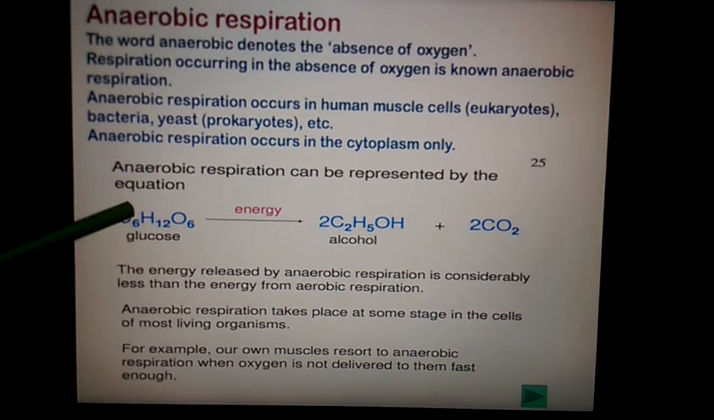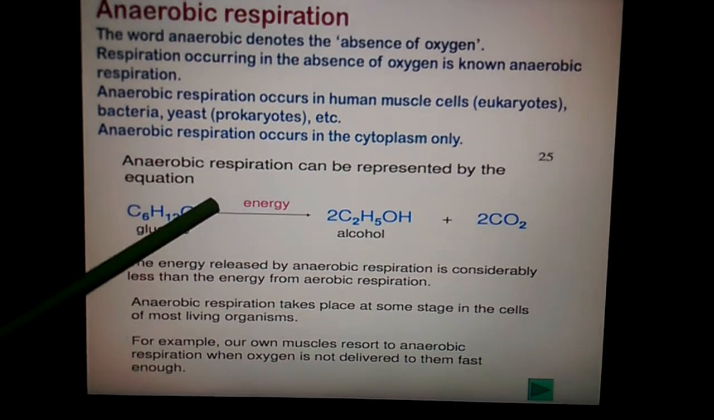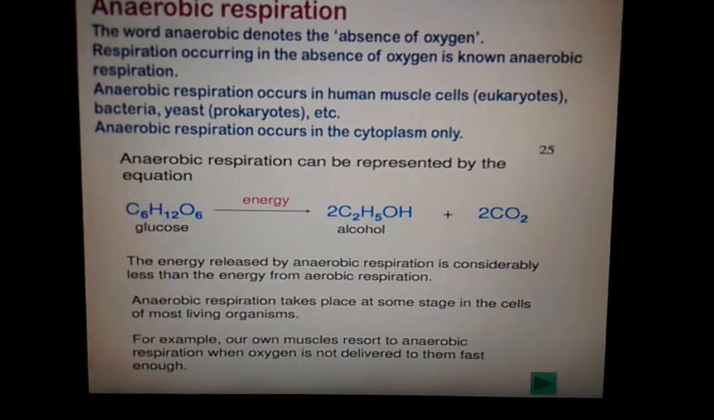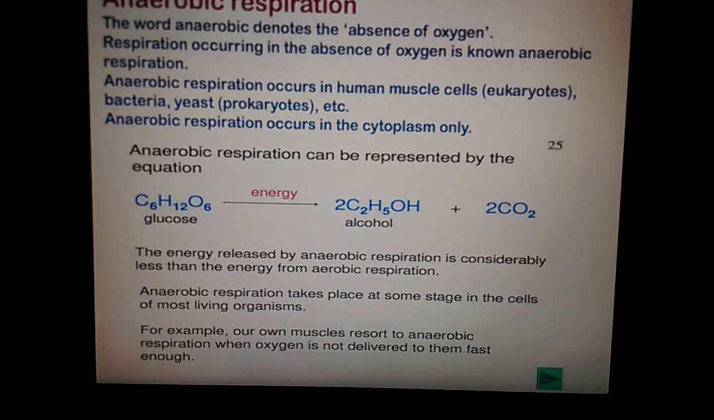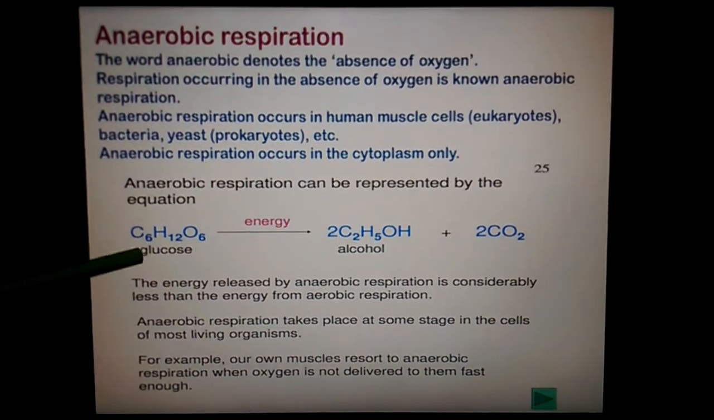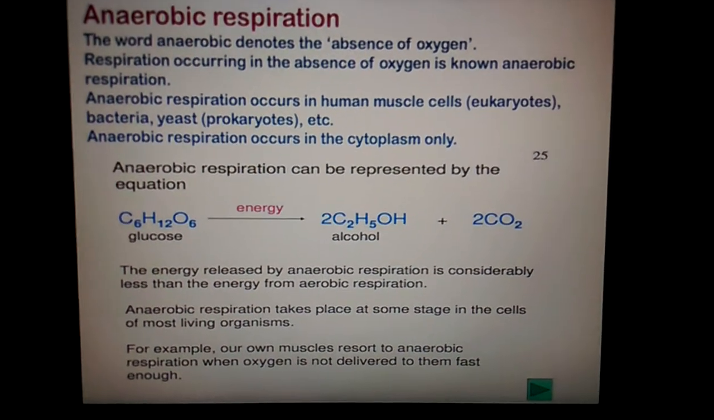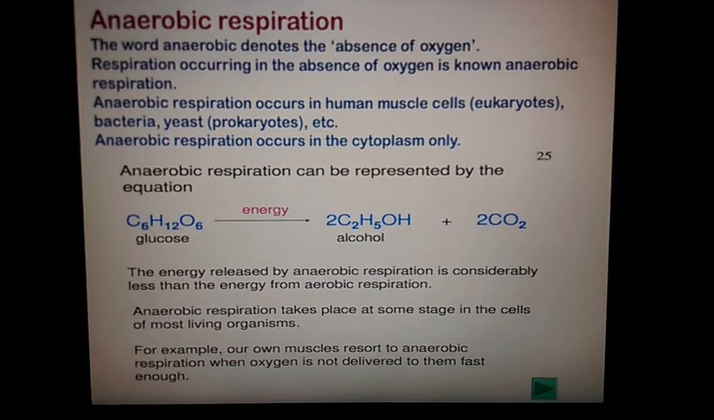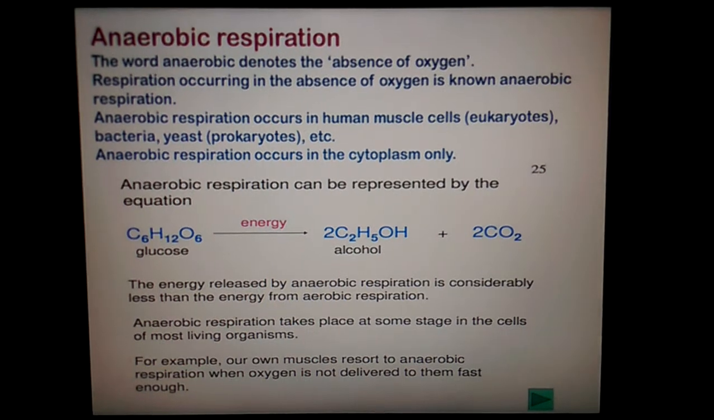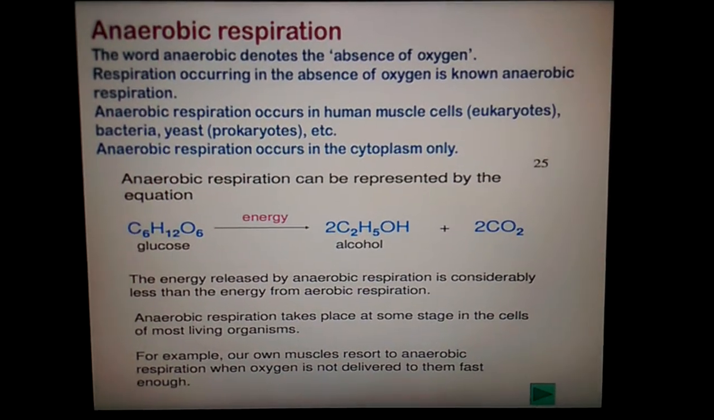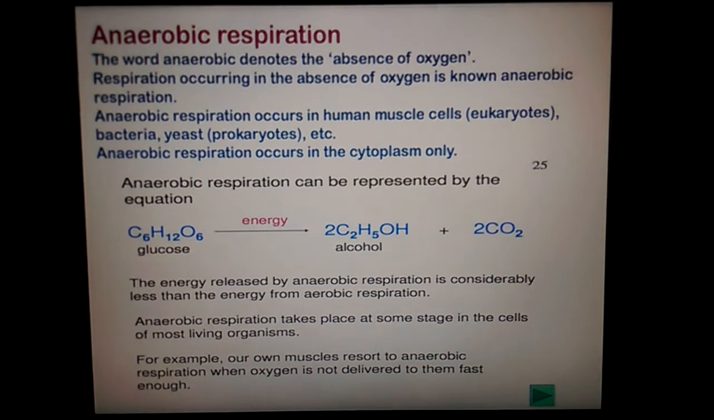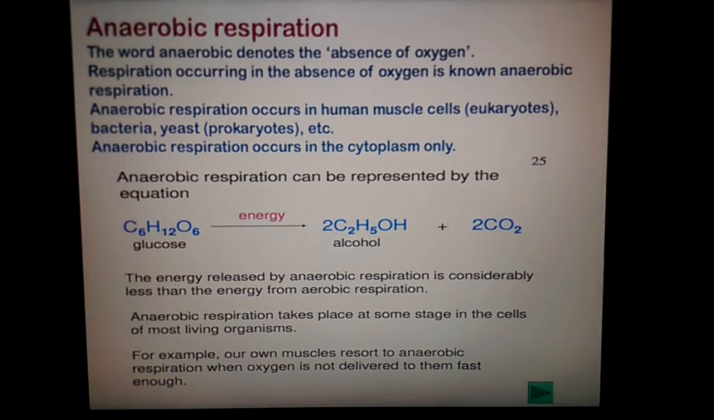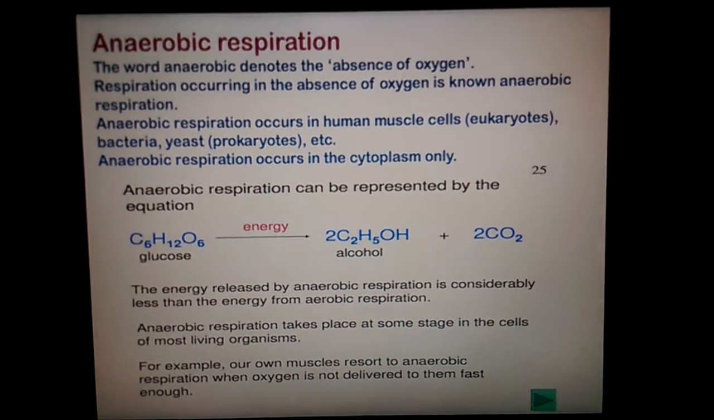Anaerobic respiration can be represented by the equation. Here, no oxygen is present. Glucose and energy produce alcohol and carbon dioxide. This is the reaction of anaerobic respiration. The energy released by anaerobic respiration is considerably less than the energy from aerobic respiration. Anaerobic respiration takes place at some stage in the cells of most living organisms. For example, our own muscles resort to anaerobic respiration when oxygen is not delivered to them fast enough.